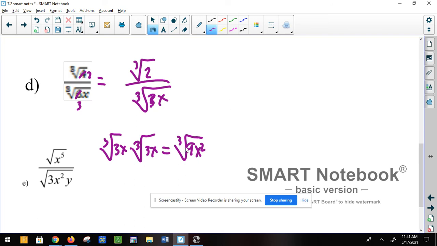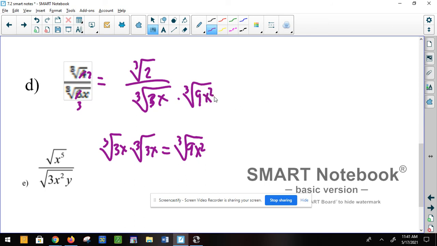A cube root, I need to multiply it by something to make it a cube number. So 3 multiplied by 3 gets you 9. But I need to multiply it by a number that would make it a cube number. 3 cubed is 27. So if I multiply 3 by 9, I will make it 27, which will be a cube number that I can take the cube root of. x, if I multiply it by itself, I get x squared. That's no good. I want it to be x cubed. So I'm going to multiply x by x squared.